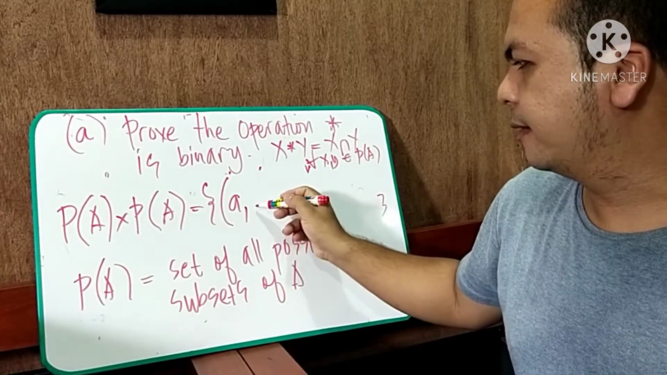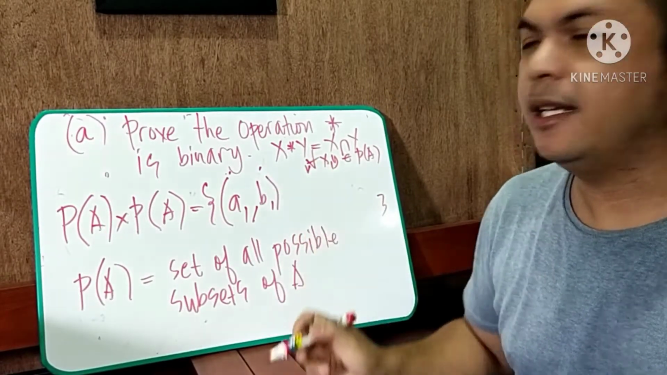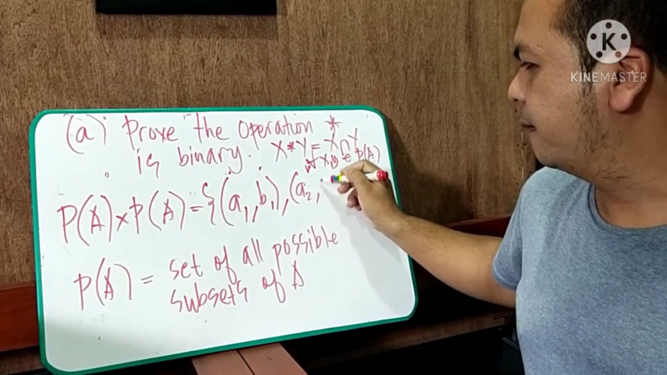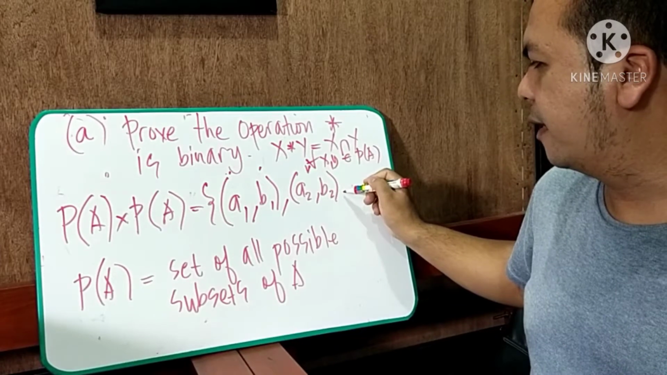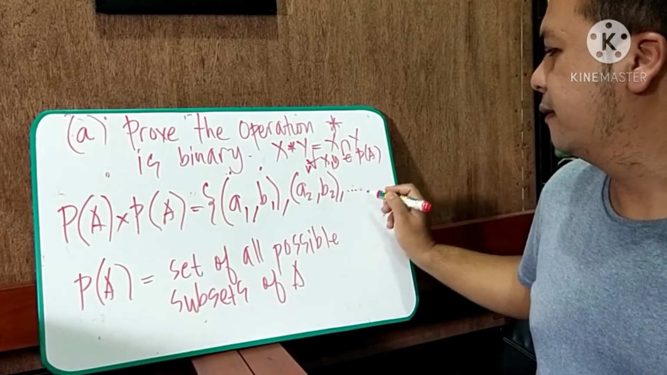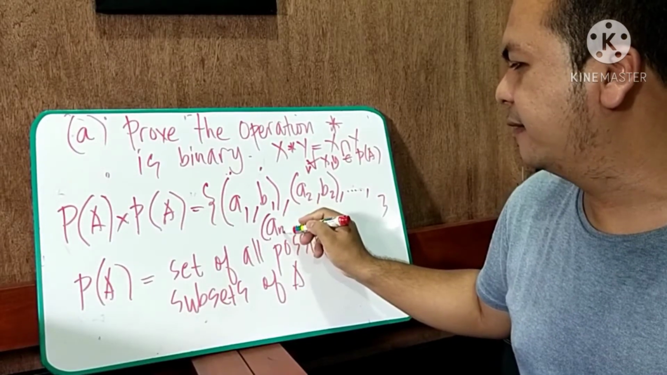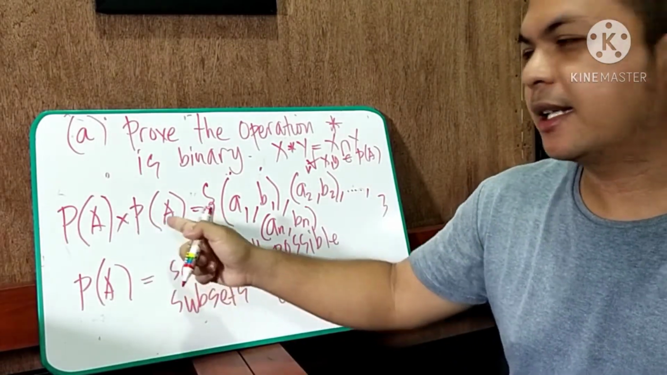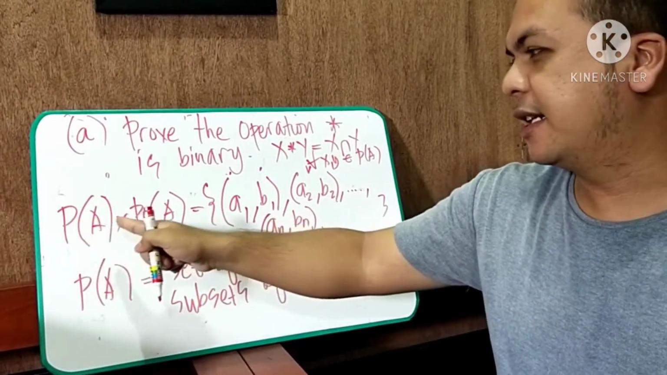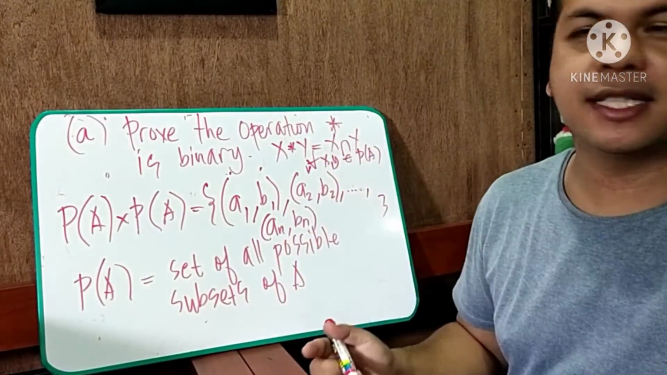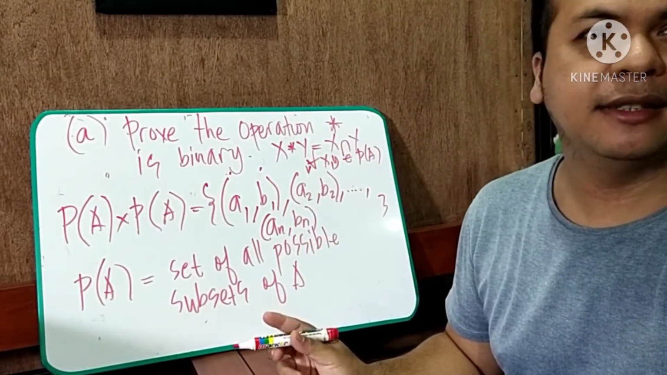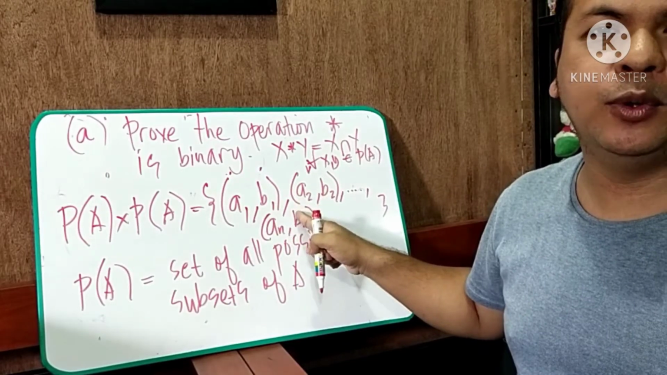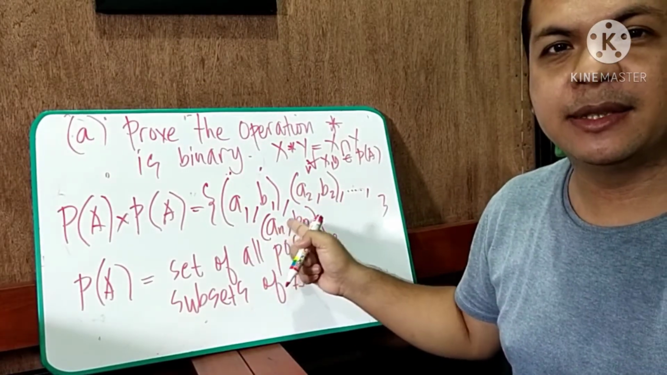Okay. Now, let's denote that as, say, A1 and B1. Okay? Then we have A2, then B2. Until A sub n, B sub n. Okay? So, the Cartesian product of P of A to itself is the set of ordered pairs A sub i, B sub i. A sub 1, B sub 1, to A sub 2, B sub 2, until A sub n, B sub n.